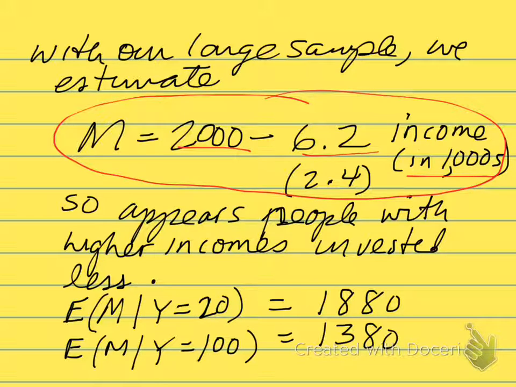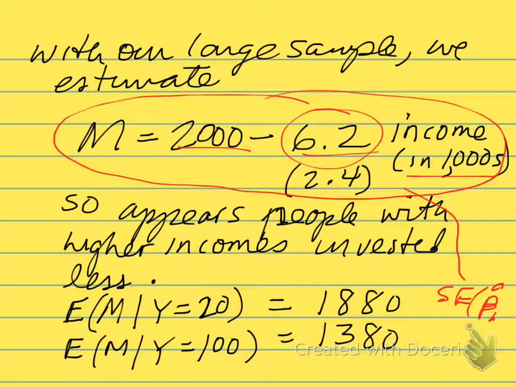We have a standard error of the coefficient, right? This is the standard error of beta 1 hat, the standard error of the coefficient, 2.4. So our t-stat is 6.2 over 2.4, which is bigger than 2 but less than 3. So our coefficient is certainly statistically significant in that sense, right? And so we have this coefficient of 6.2.